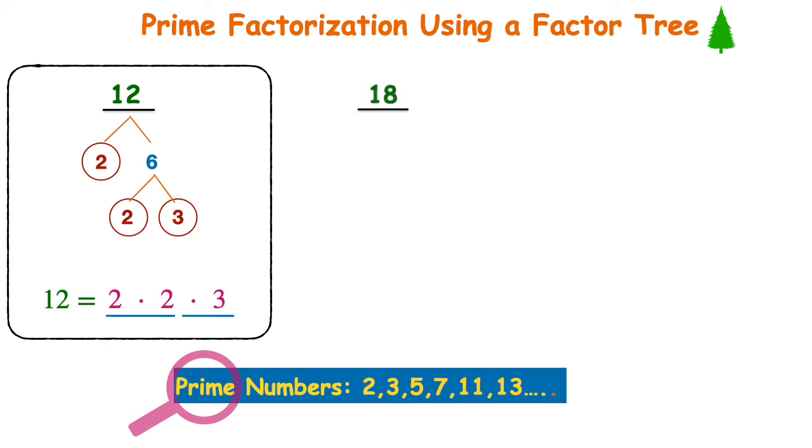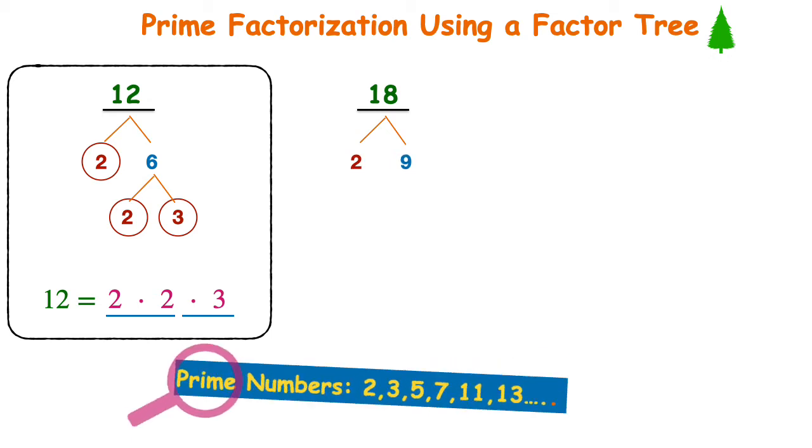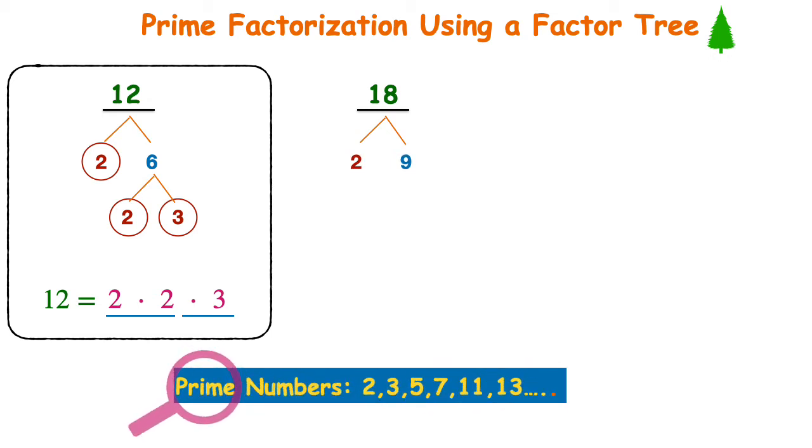All right, let's look at the number 18. Again, 18 is a composite number, so I'm going to give it 2 branches, and I can get the number 18 by doing 2 times 9. And again, I need to look at those prime numbers, and I see that 2 is a prime number, so I'm circling it. 9 is composite, so I'm going to give it 2 branches, and I can get 9 by doing 3 times 3. And I know that both of these 3's are prime numbers, so I'm going to circle them.